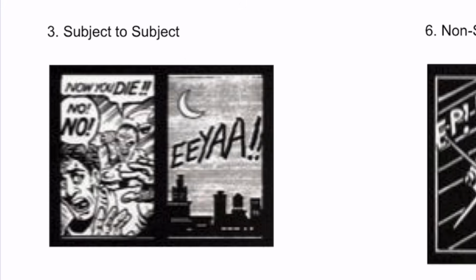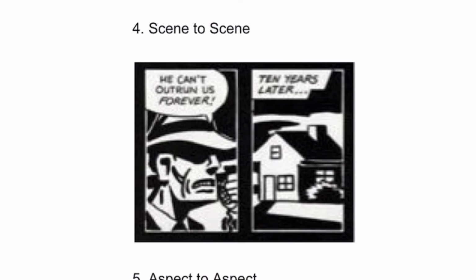We have subject to subject. This one's kind of interesting because you see the people right here in this panel, but then you have this word in the sky. Clearly it seems that the word in the sky is coming from the person in this panel, but subject to subject allows you to fill in the blanks between. As a reader, you would try to figure out what happened between where I see this character now and why I see these words.